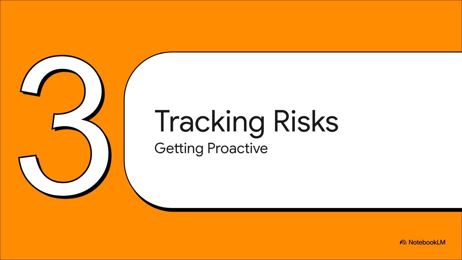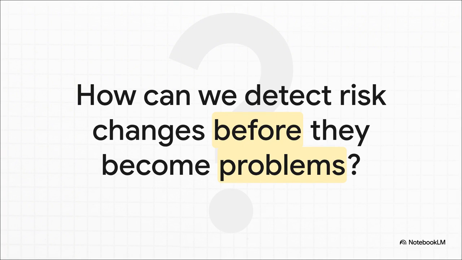Okay, with our framework locked in, we can move to the really active phase, tracking risks as they evolve. This is where we stop reacting and start getting proactive. And that really begs the million-dollar question, doesn't it? How do we spot these changes before they blow up into full-blown crises? How do we make that shift from being reactive to truly proactive?